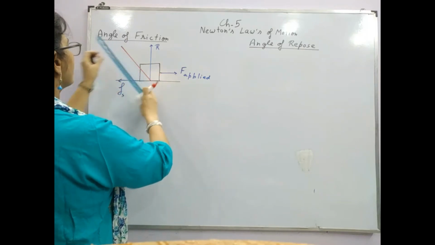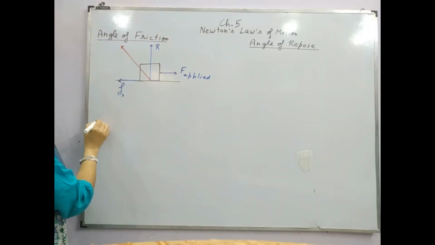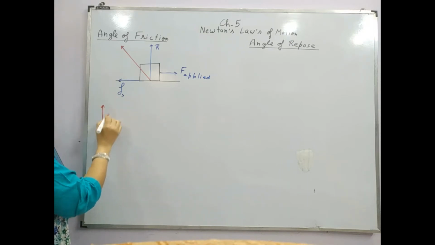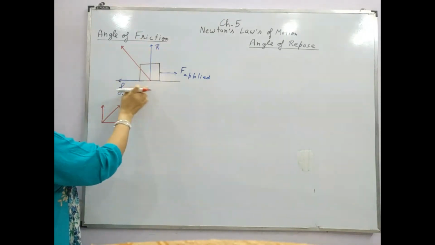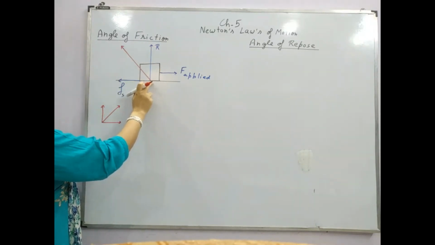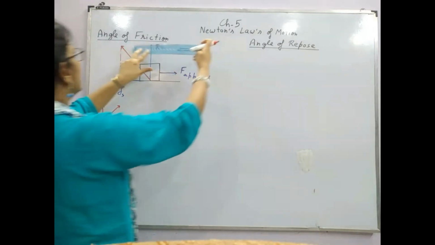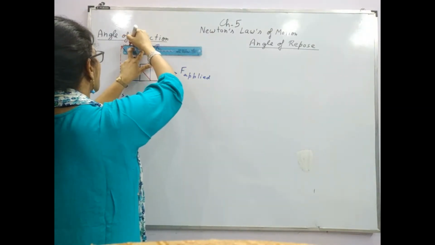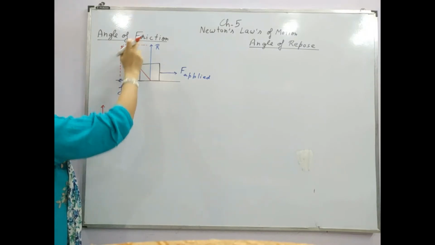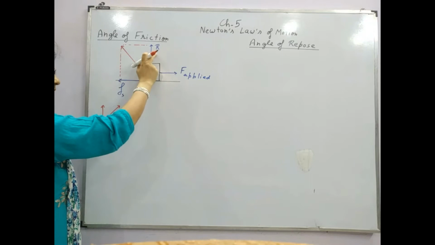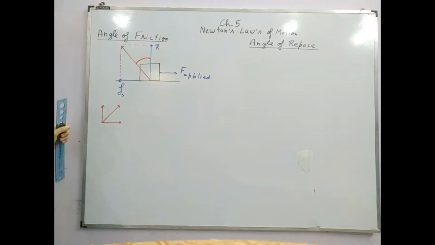So this is the resultant of limiting friction and normal reaction by parallelogram law, because if we have two vectors like this, co-initial vectors, then the resultant of these is given by the diagonal of the parallelogram. So if we look at these vectors, these are two co-initial vectors. The diagonal of the parallelogram formed by these vectors will be the resultant of these two. Right? So here, as I told you, the angle of friction is the angle which the resultant of normal reaction and limiting friction makes with the normal reaction. So that means this is the angle of friction.